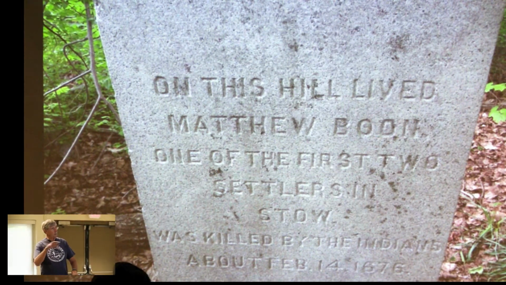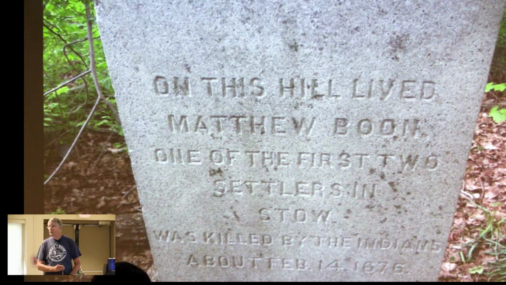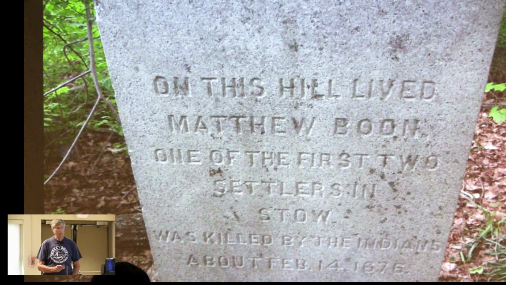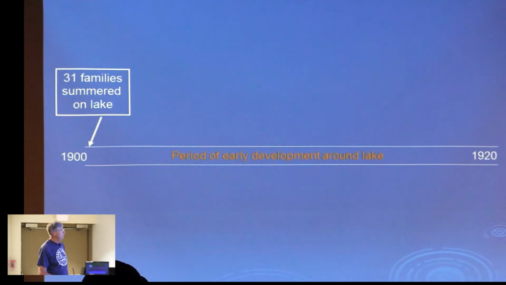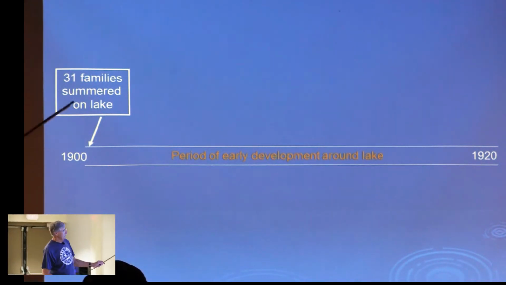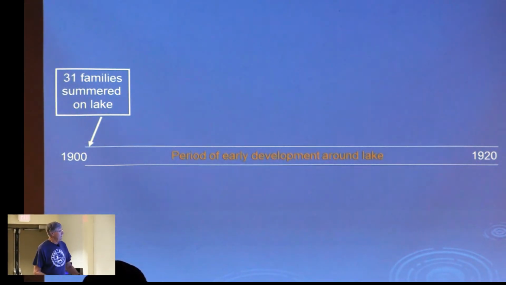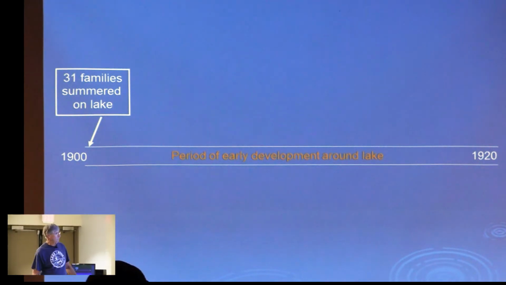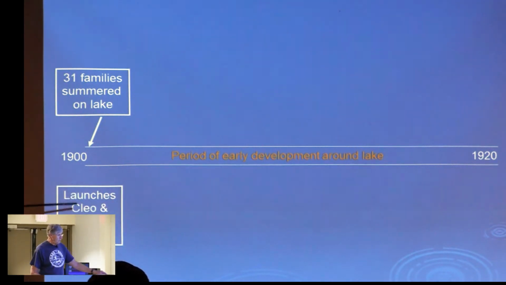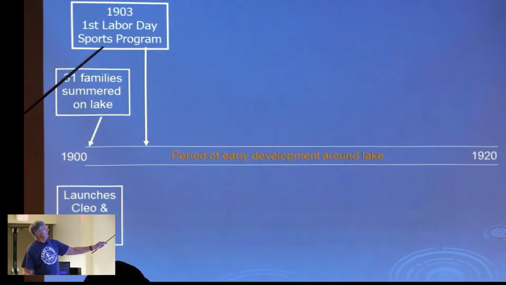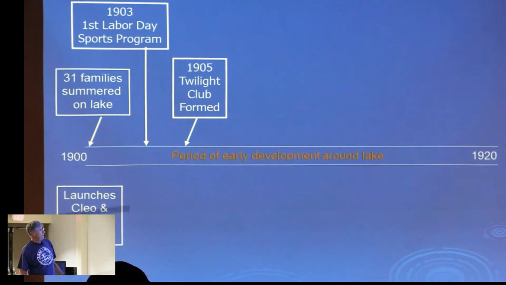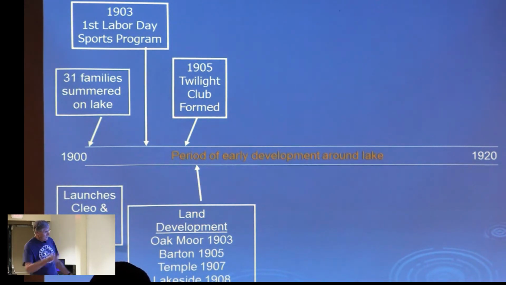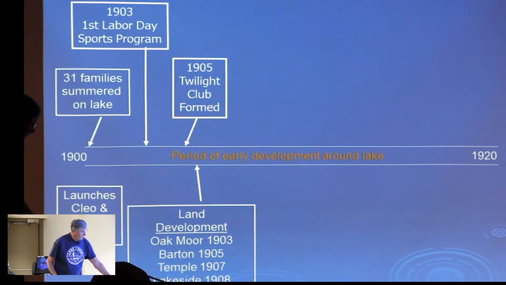So we tried to trace what we thought might have been Matthew Boone's route. Okay, now we begin to get to more interesting stuff. Turn of the century, 31 families in 1900. A couple of launches, we'll look at some pictures. First Labor Day, very early. Twilight Club. Land development, we've got sketches of all of these.